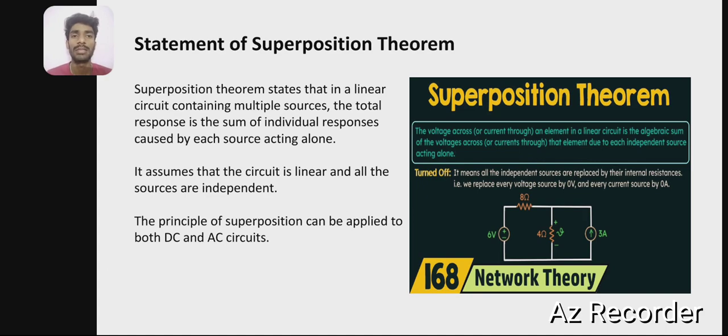Statement of superposition theorem. Superposition theorem states that in a linear circuit containing multiple sources, the total response is the sum of individual responses caused by each source acting alone. It assumes that the circuit is linear and all sources are independent. The principle of superposition can be applied to both DC and AC circuits.